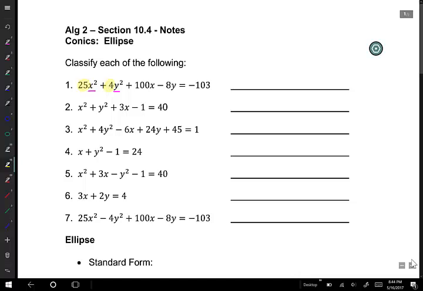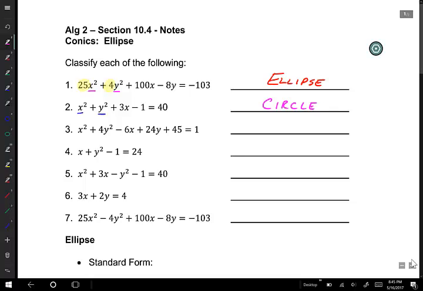So in this first term, we have two squared terms. They're both positive, but the numbers, the coefficients in front are different. So this is going to be an ellipse. Our second equation, once again, they are both squared terms. They are both positive, but the coefficients are the same. So this is going to be a circle.